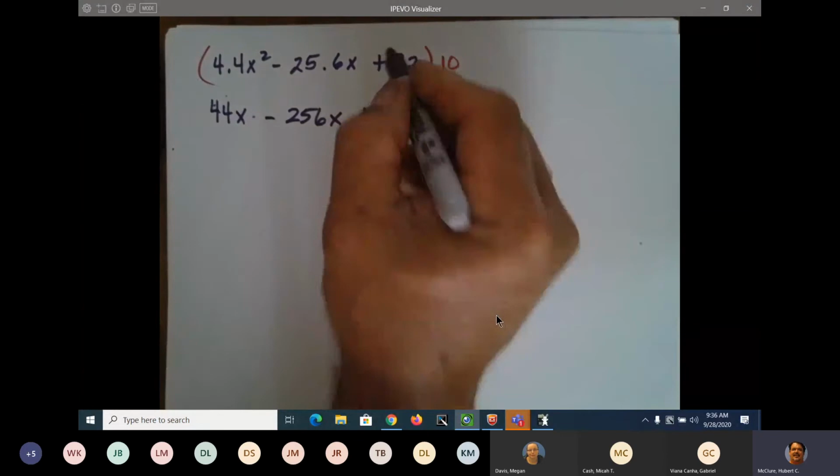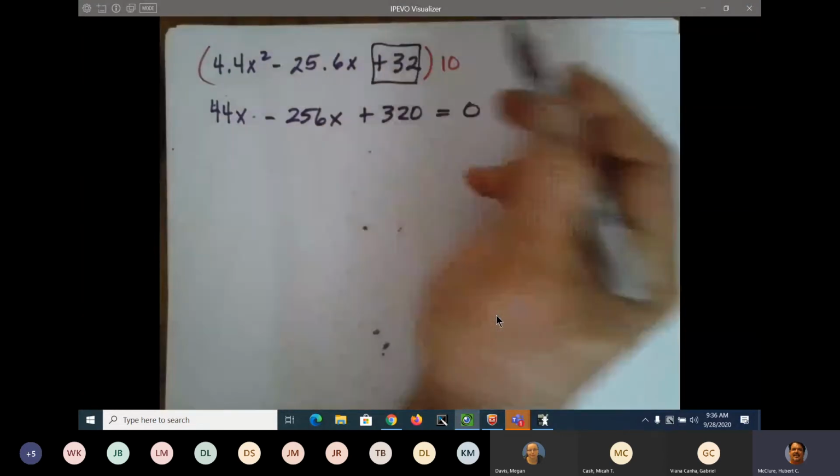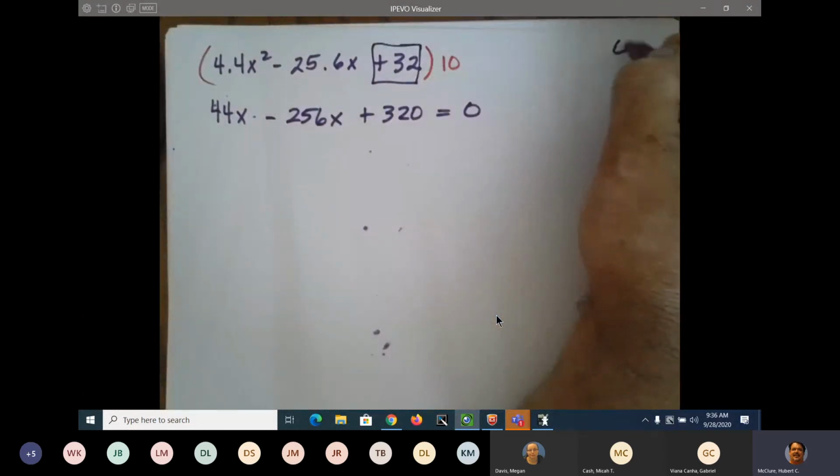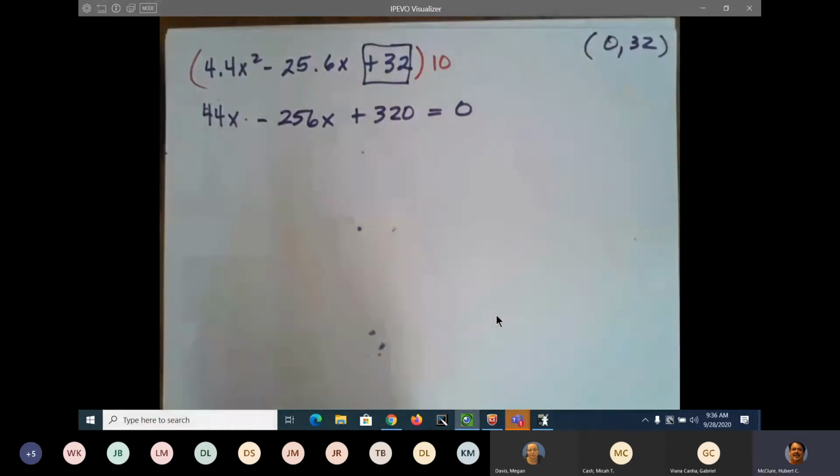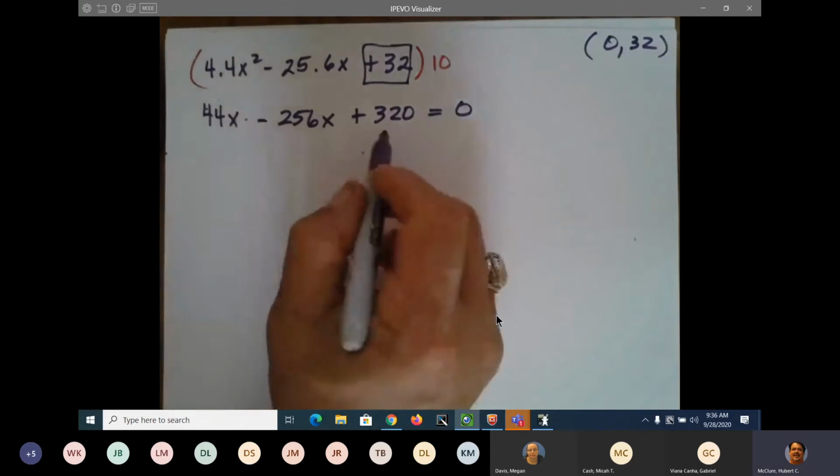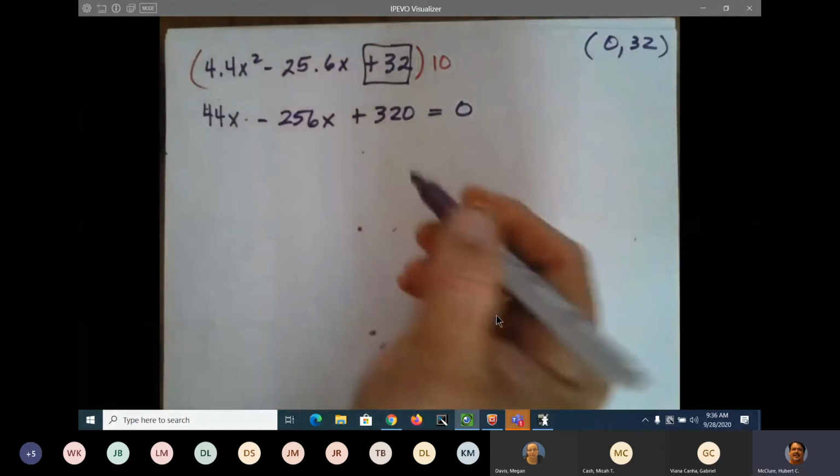Okay, now 32 is your y-intercept, so you can go ahead and write that down over here. 0, 32, that's my y-intercept. But if you're going to clear the fraction, you can do it this way.